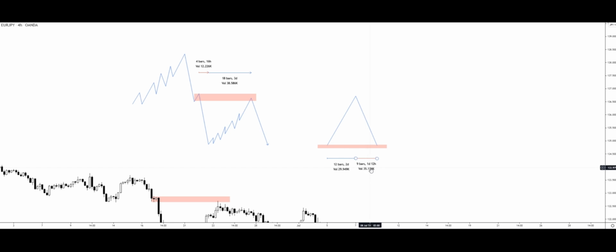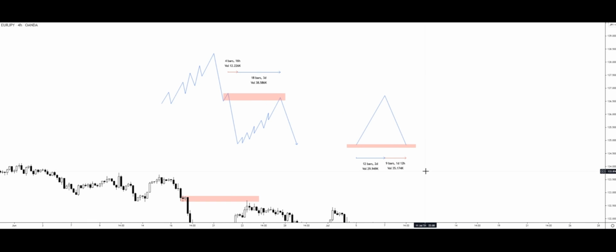Okay, so what does this tell us? This tells us that there are much more bears in the market than there are bulls, right? So this tells us that, okay, momentum is to the downside. So how does this benefit us?